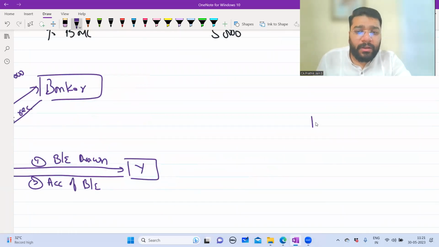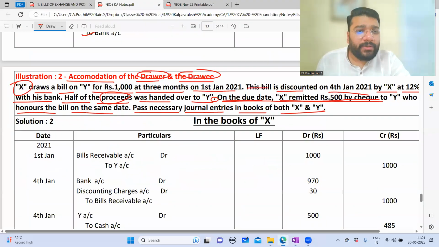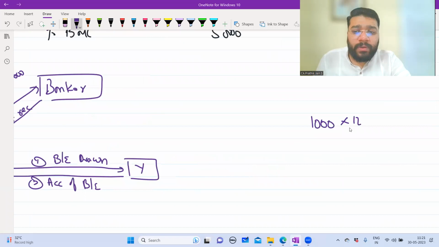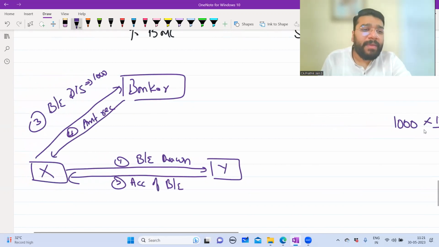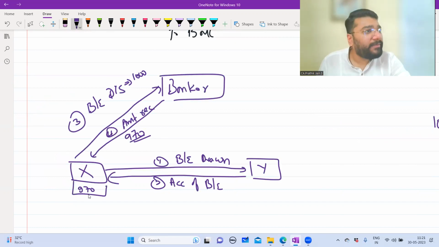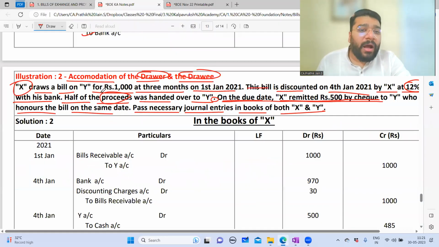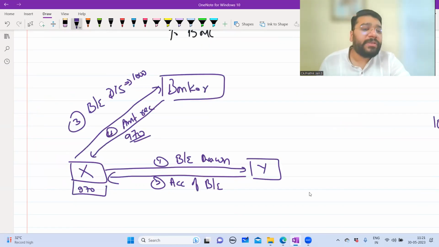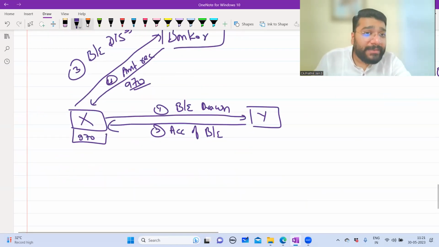The bill amount is 1000 rupees. At the rate of 12%, 12 by 100 into 12 by 100 into 3 by 12. What are the discounting charges? 30 rupees. Which means how much money will you get back? 970. Amount received is 970. So can I say X currently has 970 in his hand? Now, half of the proceeds were handed over to Y. Half of this money, 970, is given to Y. Now, fifth transaction.